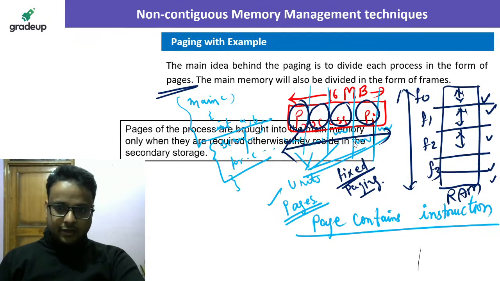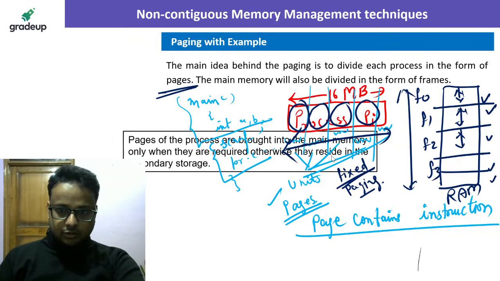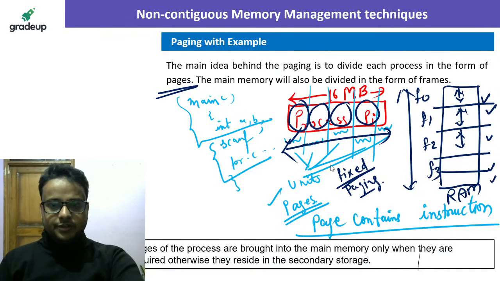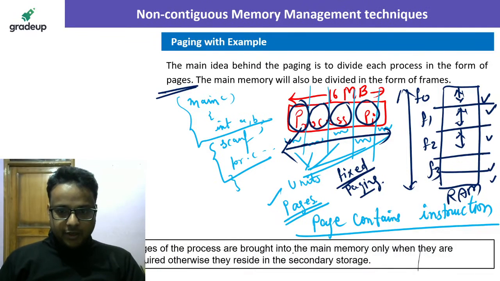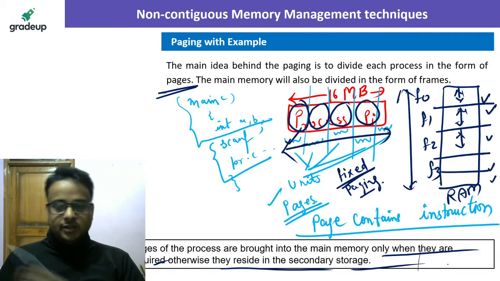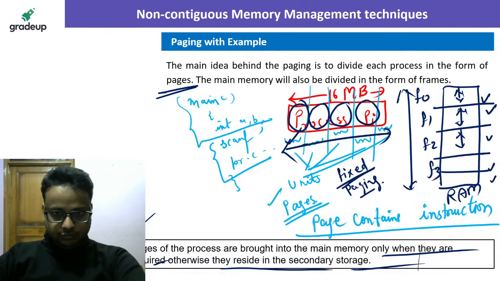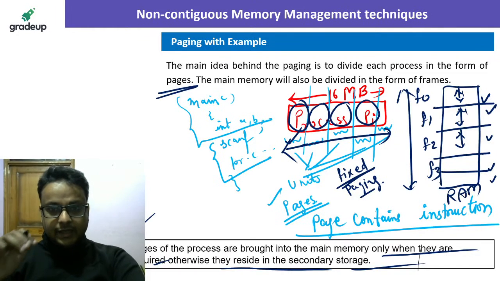So I have written one more line, what I told you. ठीक है, so pages of the process are brought into the main memory only when they are required, otherwise they will reside in the secondary storage यानी कि hard disk. क्लियर नाउ? बोलो, यहां तक समझ में आया?